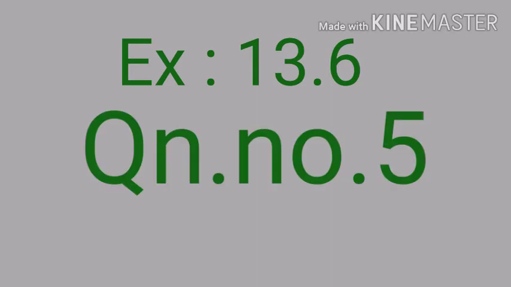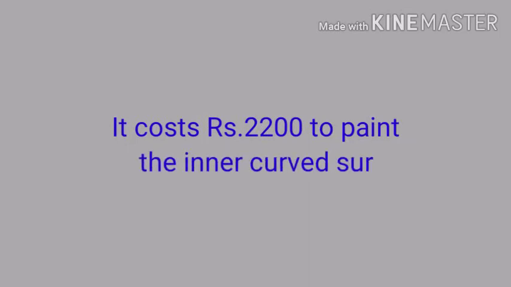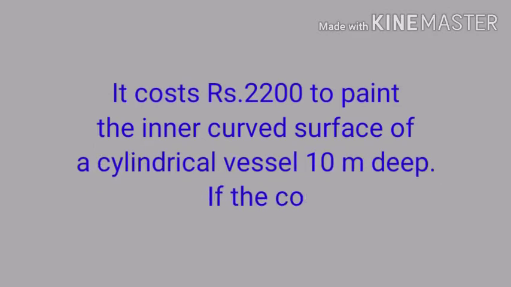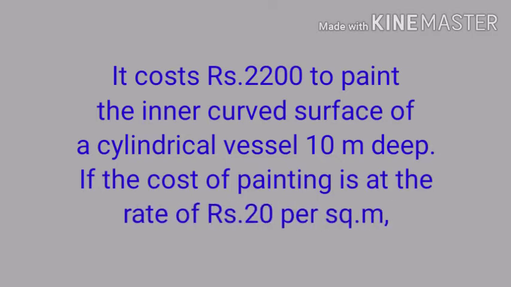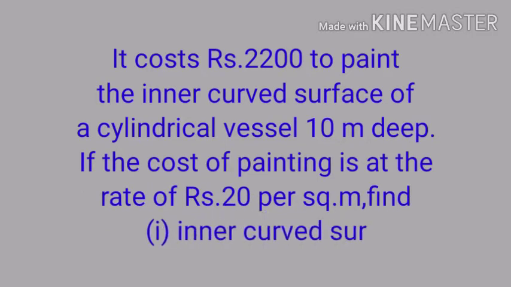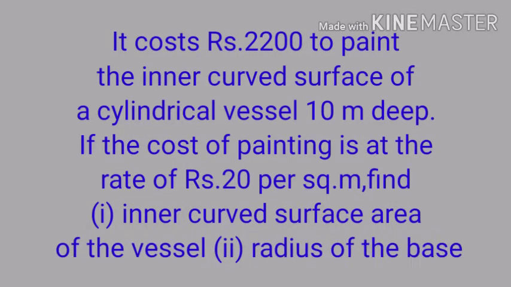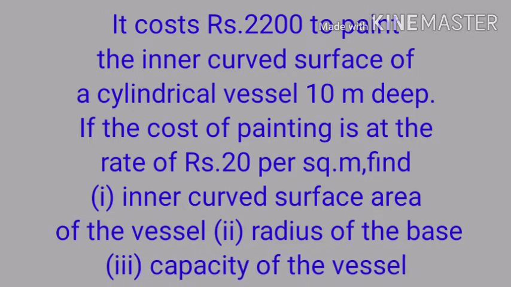Now exercise 13.6 question number 5. It costs rupees 2200 to paint the inner curved surface of a cylinder vessel 10 meter deep. If the cost of painting is at the rate of rupees 20 per meter square. Then find, first sub question is, find the inner curved surface area of the vessel. Then second sub question is, find the radius of the base. And the third sub question is, capacity of the vessel.